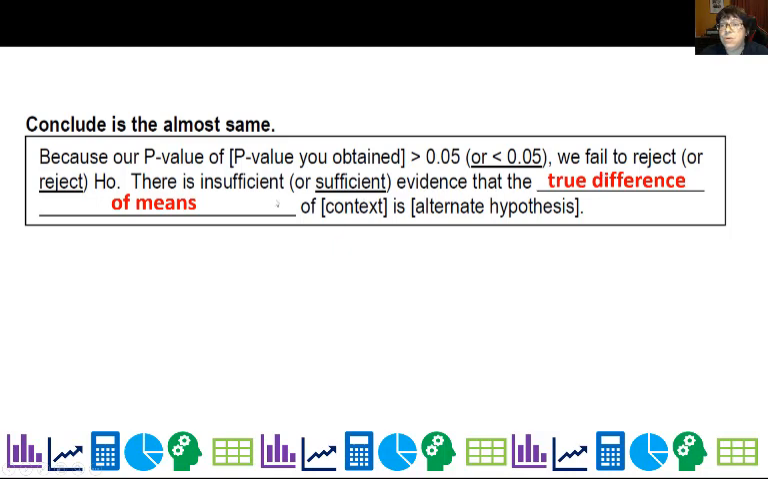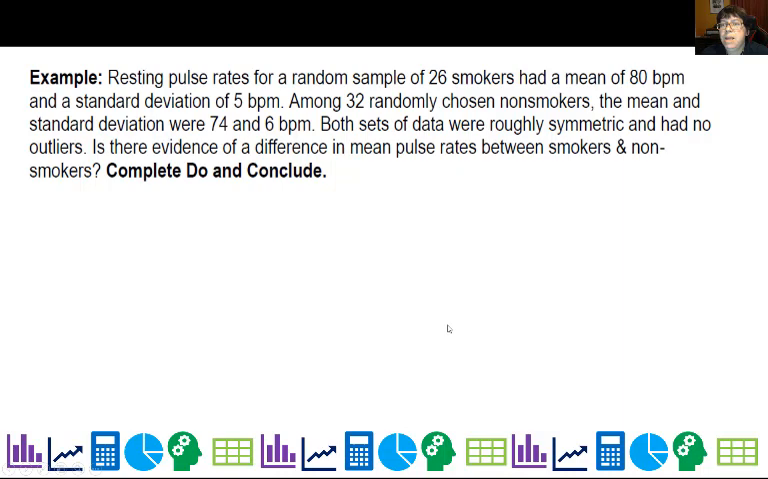So make sure that you are specific about that, of whatever it is we're measuring, is either greater than the other, greater than 0, or less than 0, depending on what your alternate hypothesis is worded as. Now, if you do word your alternate hypothesis in one form, as long as what you write makes sense here, and you reword it, that should be fine. All right, so we're going to complete do and conclude for our smoking example.